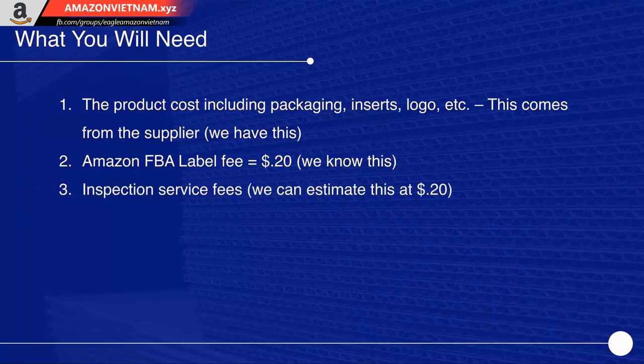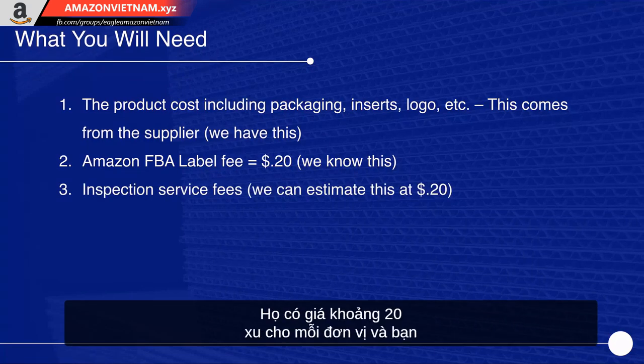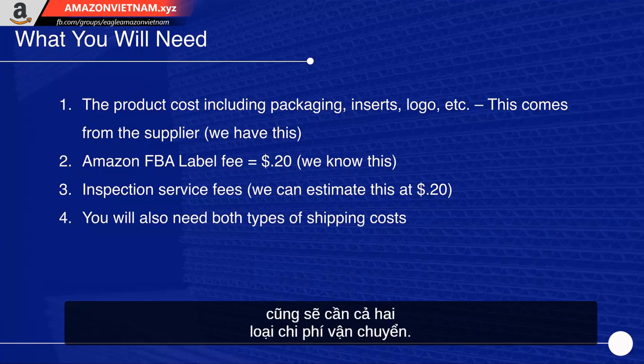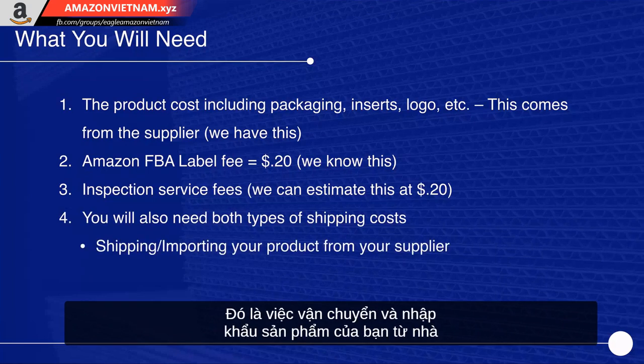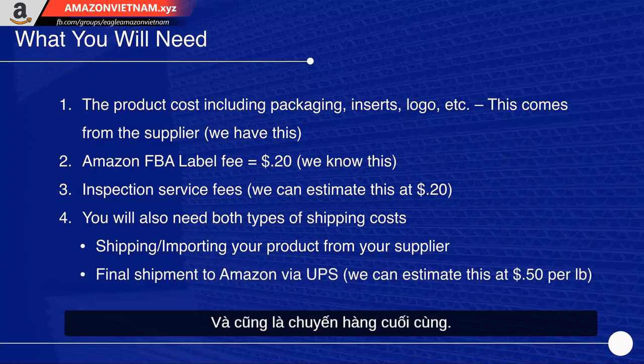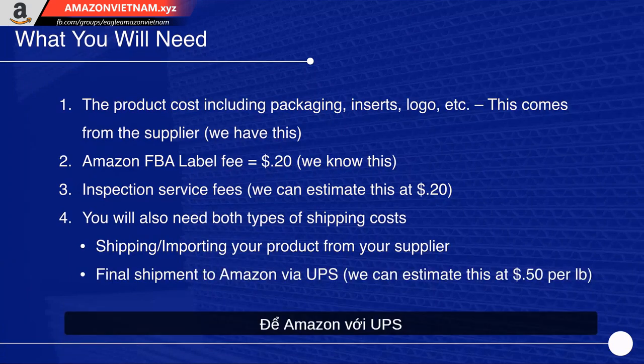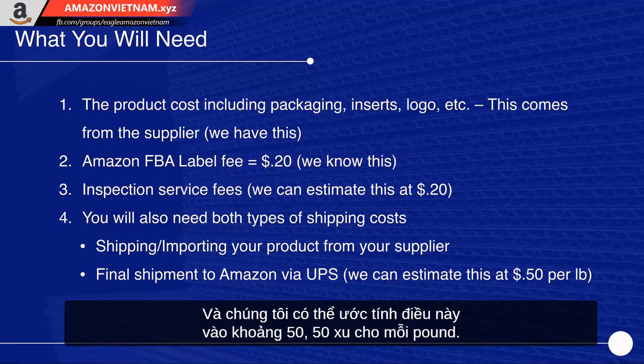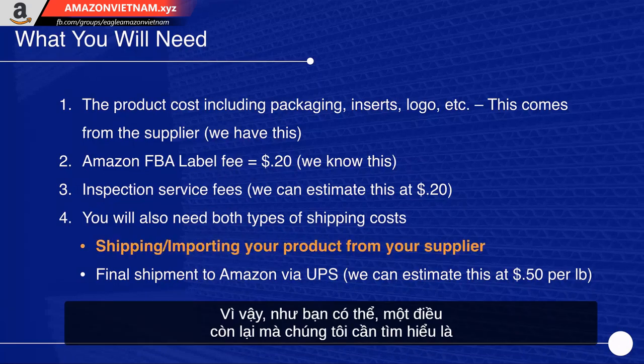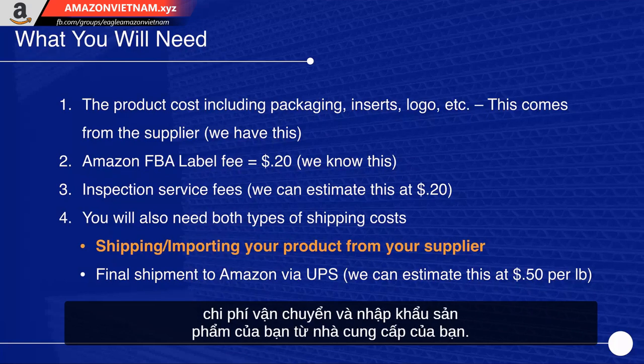Inspection service fees. We can estimate this at around 20 cents per unit. And you'll also need both types of shipping costs. That's the shipping and importing your product from your supplier into the country where you're going to sell it, and also the final shipment to Amazon via UPS. And we can estimate this at about 50 cents per pound. So as you can see, the one thing that remains that we need to find out is the cost of shipping and importing your product from your supplier.